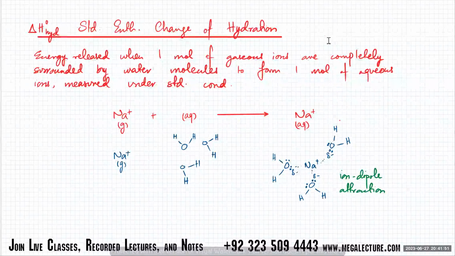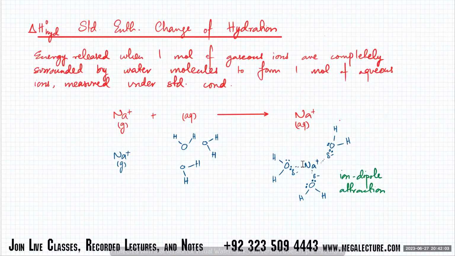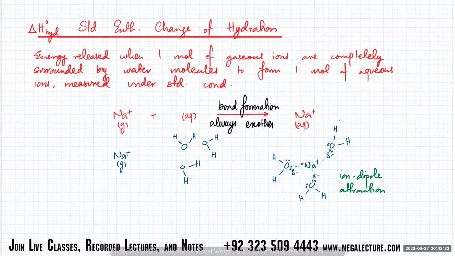ठीक है. अच्छा, so that's it. Okay, you've got a gaseous ion. It forms bonds with water molecules. It gets surrounded by water molecules. This is always what happens when you dissolve ions in water. The ions get surrounded by water molecules. Since this is bond formation, okay, only bond formation is happening. You're not breaking any bonds. You're only forming a bond. So this is why it's always exothermic. Okay, so it's always going to be exothermic.